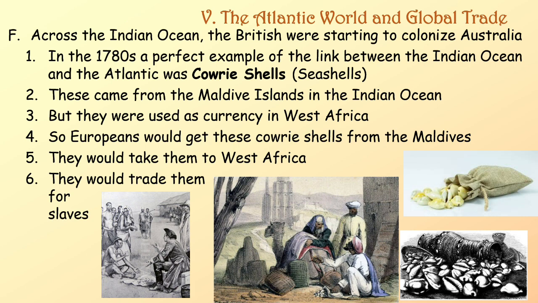And in the 1780s, a perfect example of the link between the Indian Ocean and the Atlantic Ocean developed, and that was cowrie shells. These were seashells, and these cowrie shells came from the Maldive Islands in the Indian Ocean. And they were used as currency over in West Africa. So Europeans would get these cowrie shells from the Maldives, and they would take them to West Africa, and they would trade these cowrie shells for slaves.